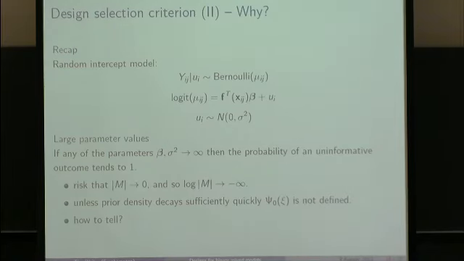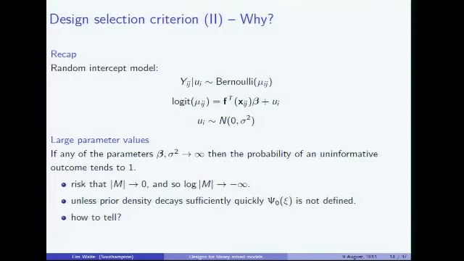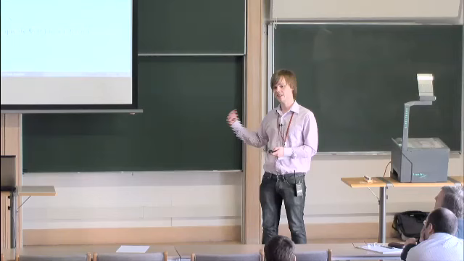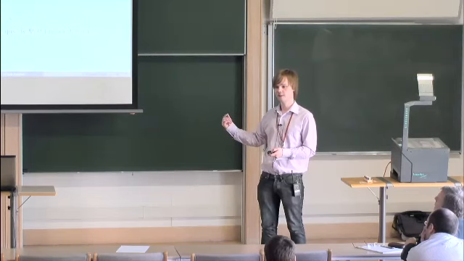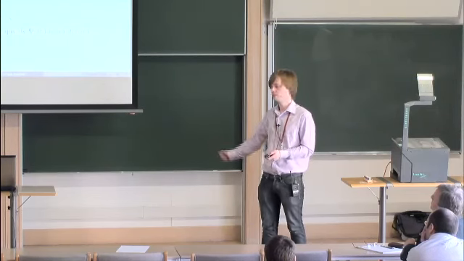So you've got a risk that as these parameters tend to infinity, your information matrix goes to 0, and your log determinant tends to minus infinity. In other words, unless your prior density decays quite quickly as the parameters go out to infinity, that integral, the mean log determinant, isn't going to be defined. It's not going to converge. So we want to avoid that problem. The problem is, in practice, if it doesn't converge, you're not going to be able to tell that it doesn't converge by doing some sort of quadrature scheme.